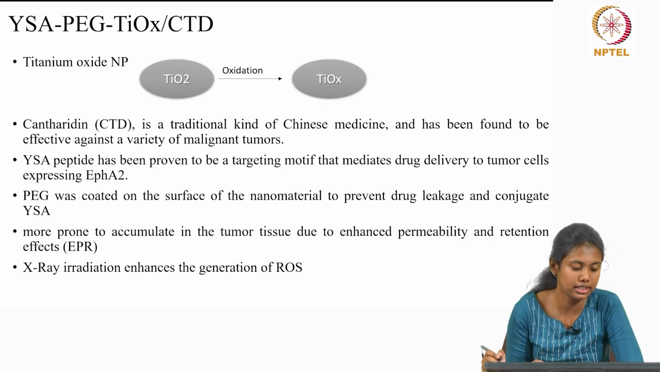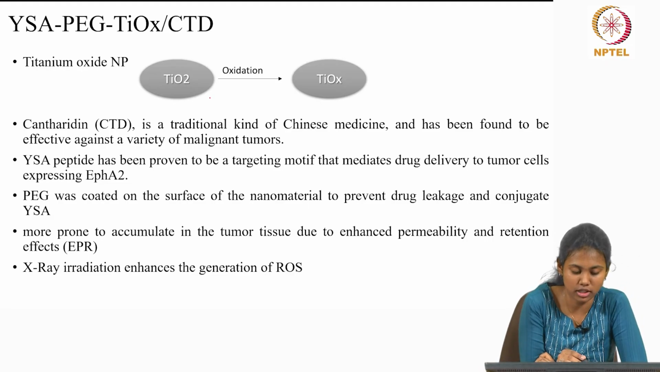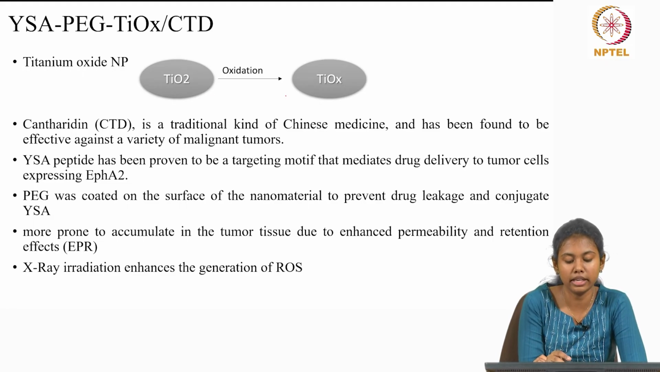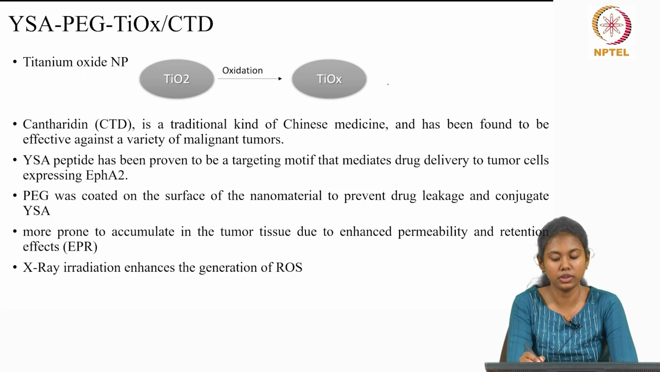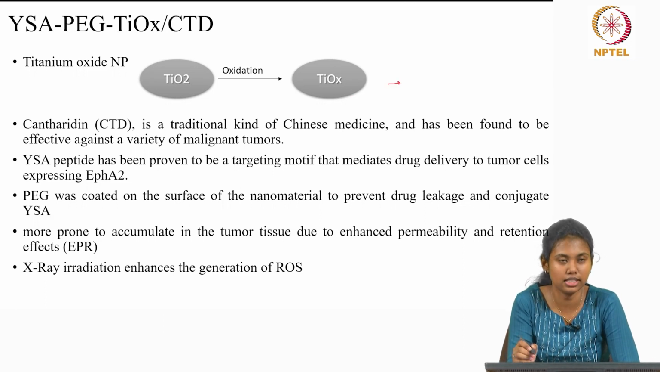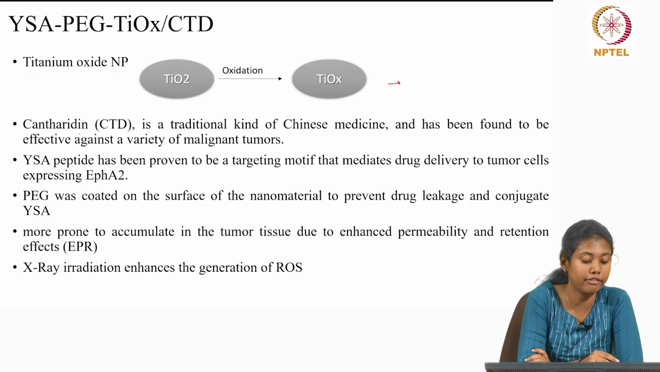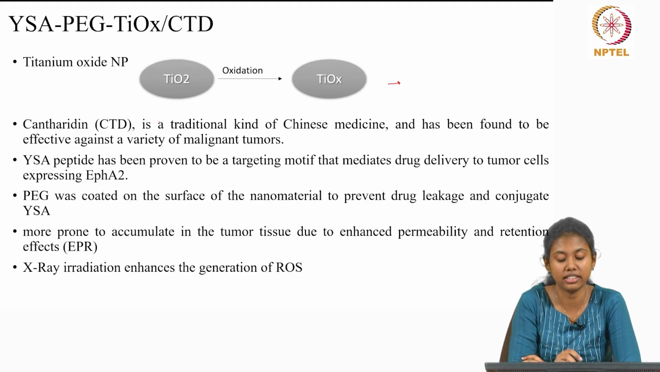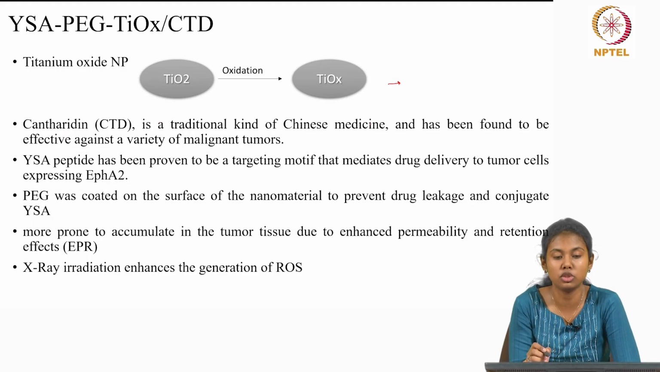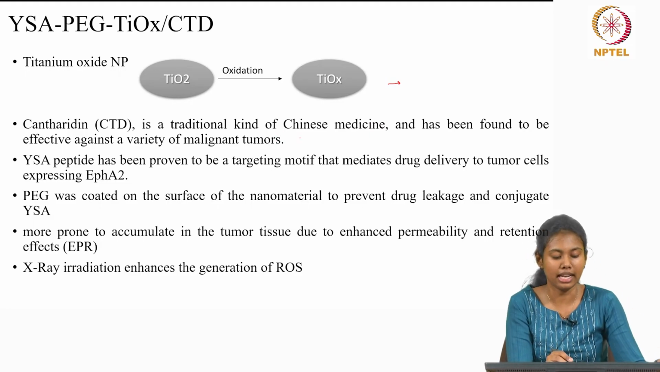So, obviously, for this particular nanoparticle, they use titanium oxide. Titanium oxide will be oxidized to titanium hydroxide, where it induces ROS based apoptosis in cancer cells. Also, to enhance the treatment, they have used a drug called cantharidin. Cantharidin is a traditional Chinese medicine, which by itself will effectively treat malignant tumors.